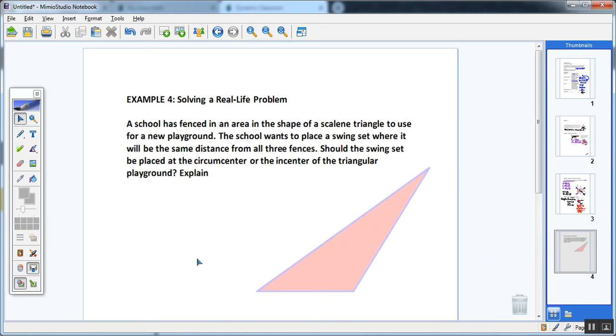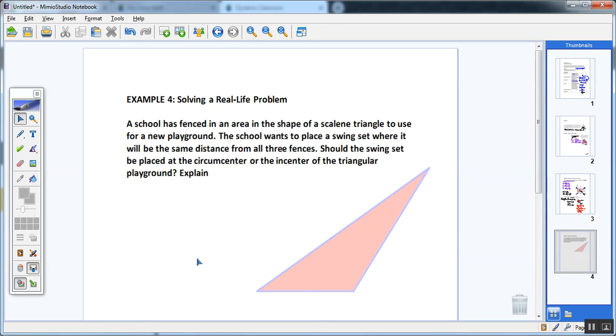Okay? Is that an obtuse triangle? Yeah, scalene, obtuse. It's all right. Scalene can be obtuse, or be acute. We just need to make sure that all three sides are what? Different. So if I measured all three sides. It says the school wants to place a swing set where it is the same distance from what? All three fences.